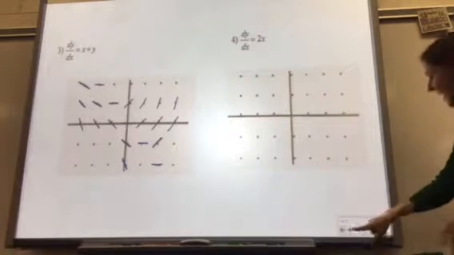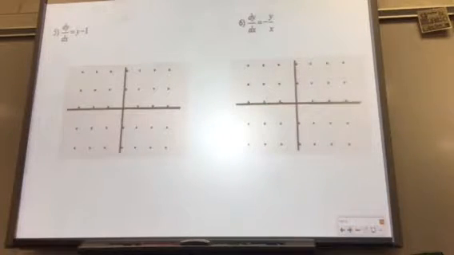Number 6. What happens if you divide by 0? It's undefined, so don't draw anything. It's going to be a vertical asymptote of some sort.